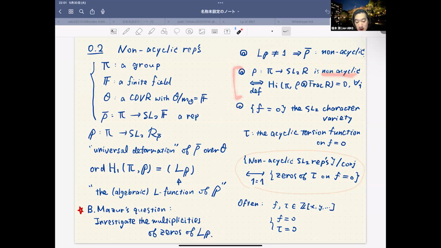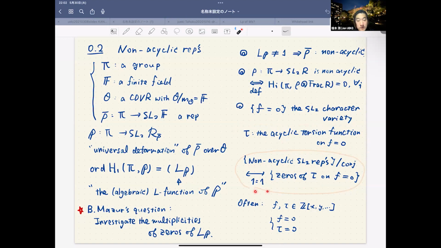Here is the definition of non-acyclic. If rho is a representation over an integral domain R, then it is said to be non-acyclic if and only if its twisted homology over the fraction field is trivial for any i. We have the notion of character variety. The conjugacy classes of SL2 representations form an algebraic variety, and it is parameterized by some variables. We also have the notion of the acyclic torsion function. It is a function defined on the character variety, and non-acyclic representations correspond to zeros of tau on the character variety F.